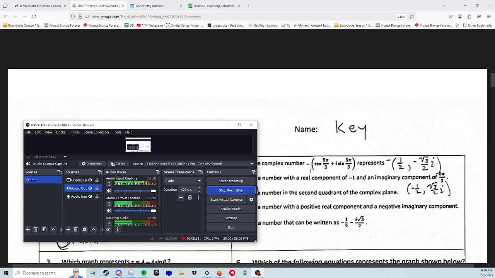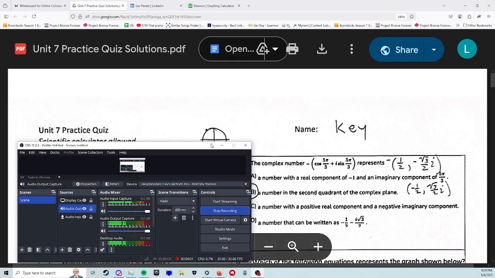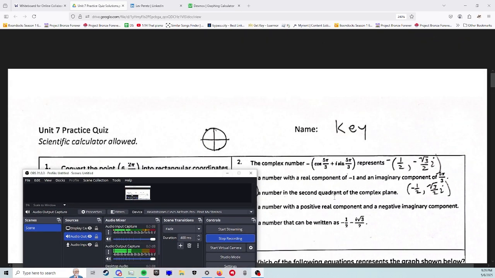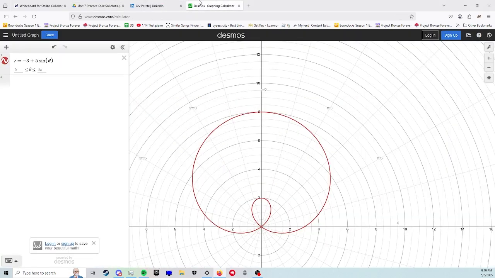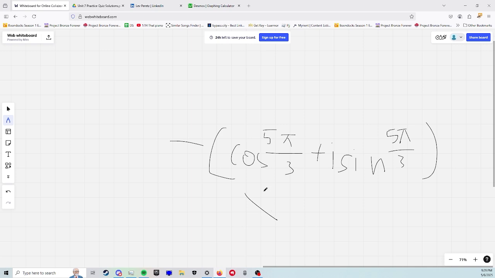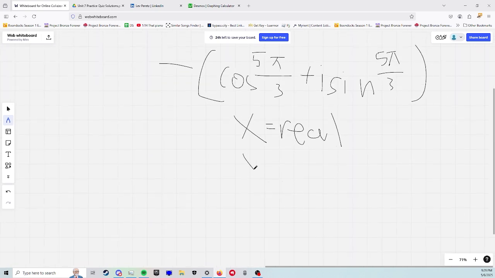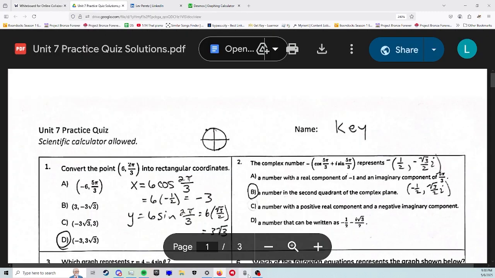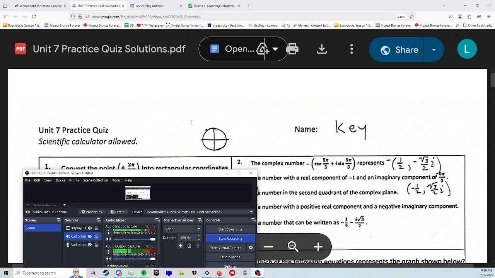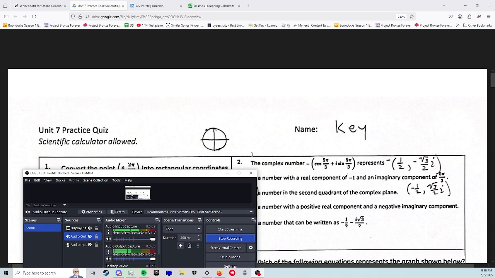So we know that they're asking for the rectangular coordinates. A number with a real component of negative 1. The real number in this case is the x value. So x equals the real part, and y is the imaginary part. This is because this one has an i. It's important, it has an i over here.